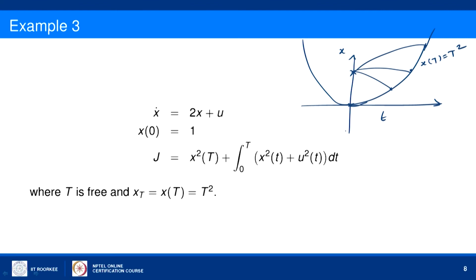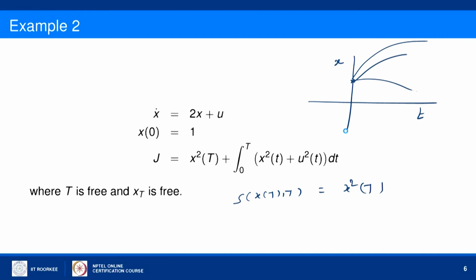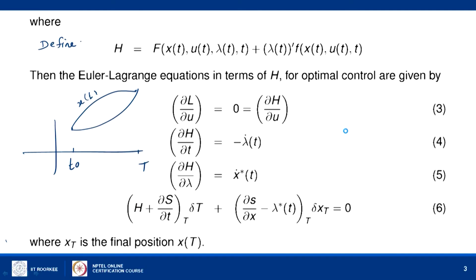So, again we can make use of these same equations. The first 3, 4, 5 equations are the same, and in the sixth equation, the boundary condition, delta t is free. So, delta t is an arbitrary variation, and del x t is not arbitrary, but it depends on delta t, because we have x suffix t equal to t square. In that particular problem, the final position is depending on the final time, like the square of the final time.